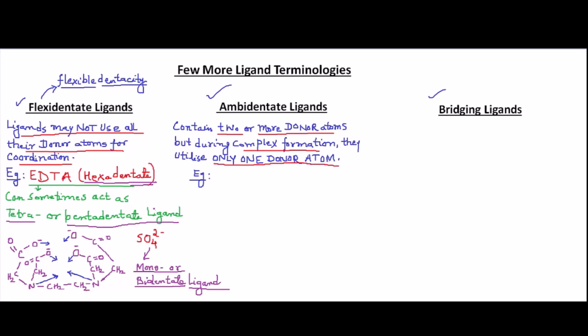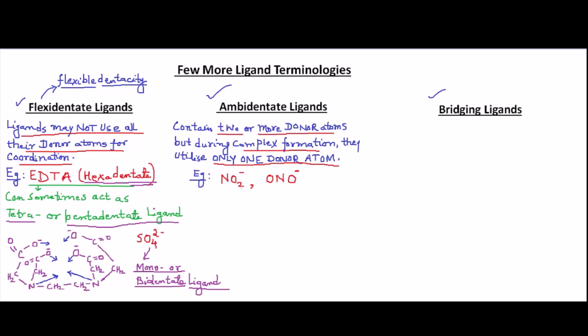That means the number of donor atoms is more, but while forming the complexes, only one of the donor atoms is utilized. When we see the examples, it will be more clear. The example of an ambidentate ligand is NO2, nitrito. We'll learn about the nomenclature in the next section. We can write NO2 minus, and also we can write this NO2 minus as ONO minus. So there are 2 ways of writing.